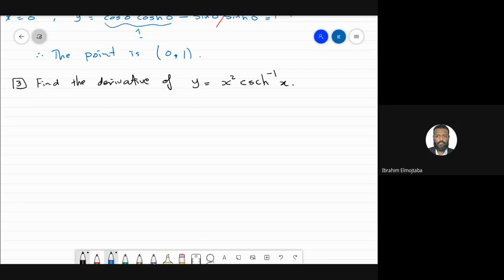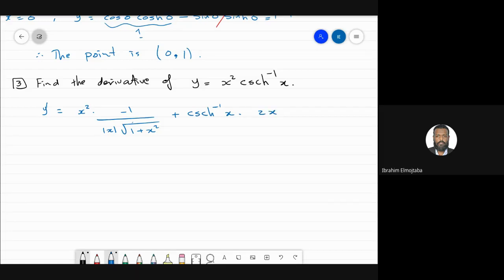So dy over dx or y dash will be first one, which is x squared multiplied by the derivative of hyperbolic cosecant inverse, which is minus 1 over absolute value of x multiplied by square root of 1 plus x squared. This is the derivative of hyperbolic cosecant inverse. Then plus second one, hyperbolic cosecant inverse x multiplied by the derivative of x squared, which is 2x.